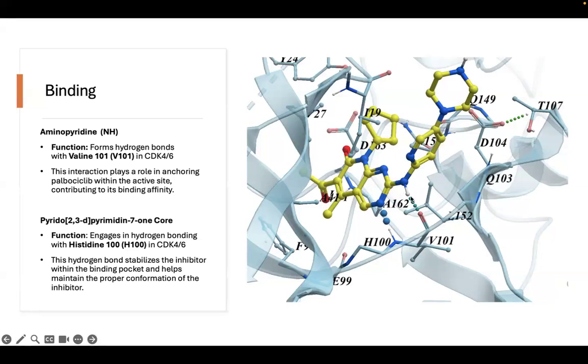Second of all, we have the pyrido[2,3-d]pyrimidin-7-one core. It engages in hydrogen bonding with histidine 100 in the pocket. This hydrogen bond stabilizes the inhibitor within the binding pocket and helps maintain the proper conformation of the inhibitor, as we can see by this a bit larger blue dotted line with the interaction with histidine 100.